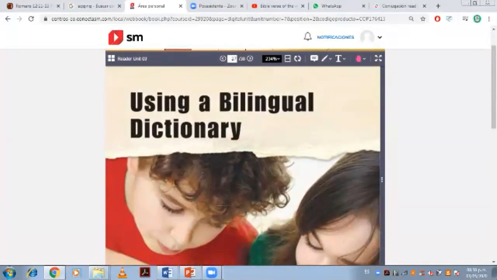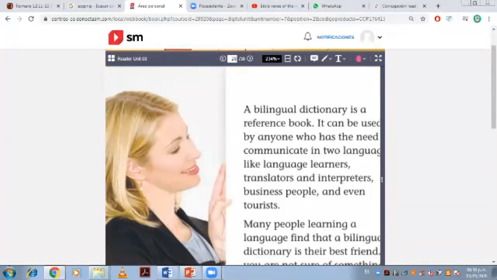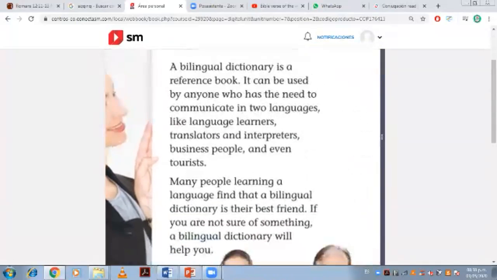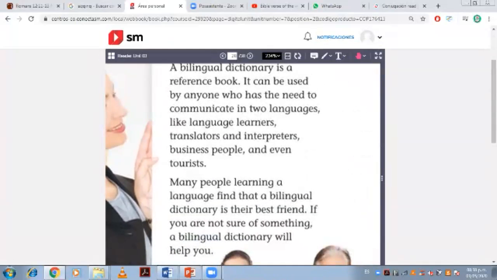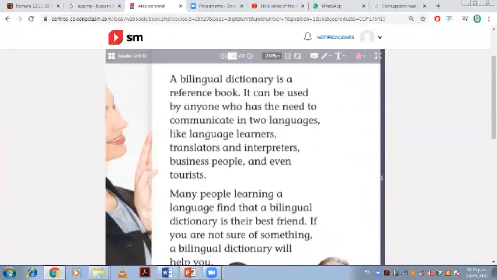This is the reader book of unit number 3. The idea is to read in English and translate in Spanish in each page. Okay, very good. And in this way, you can answer the questions in different books.